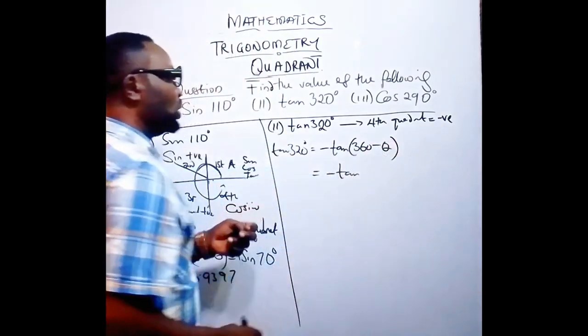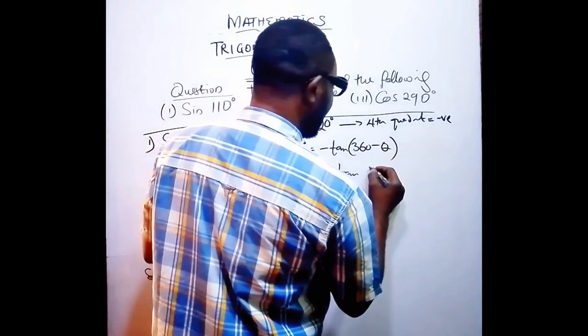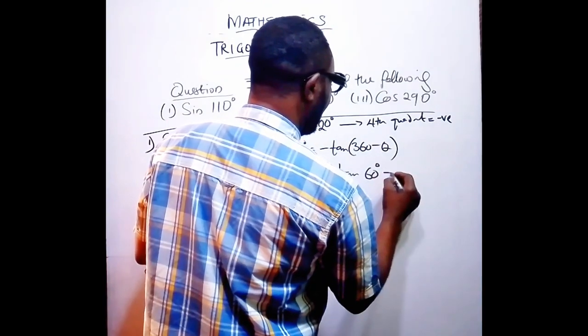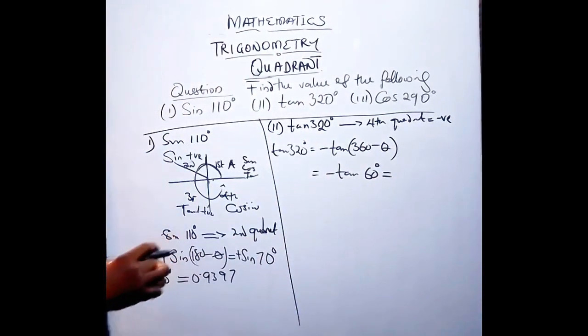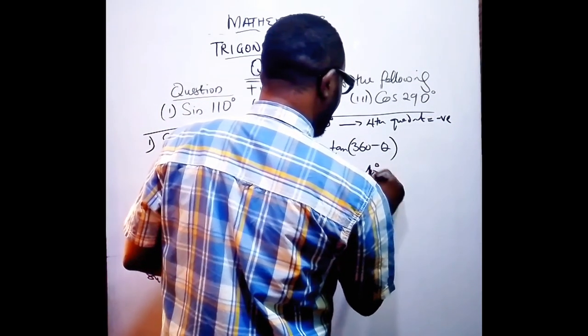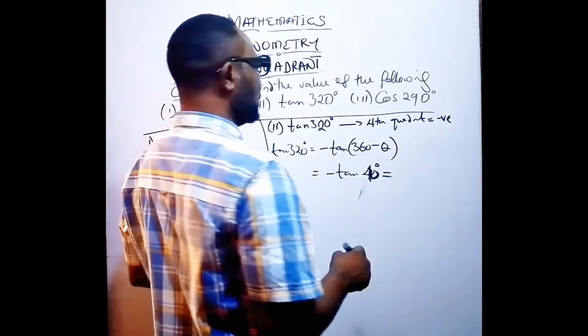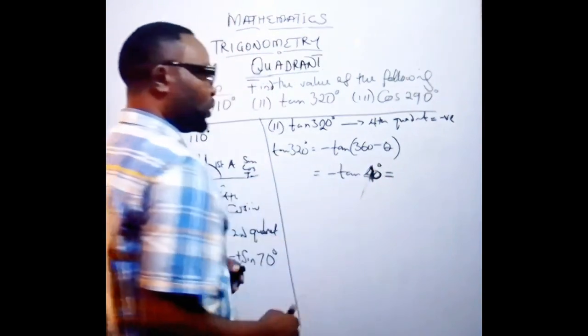What is the value you will subtract from 360 to get 320? That will be 40 degree. 40 degree. 360 minus 40 will give us 320. Good. It's 40 degree.